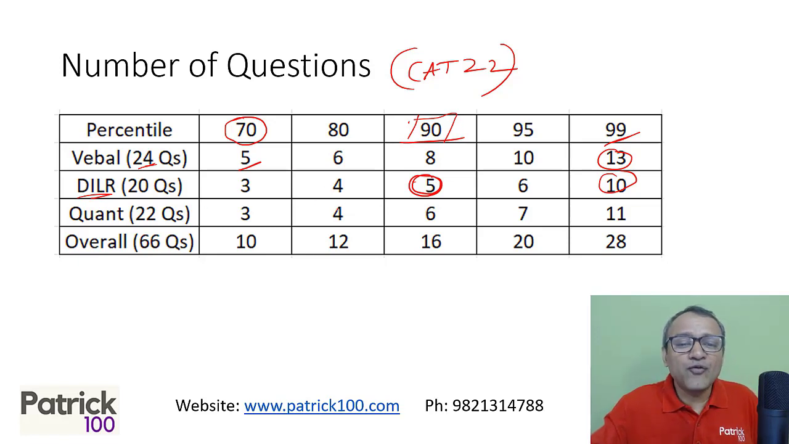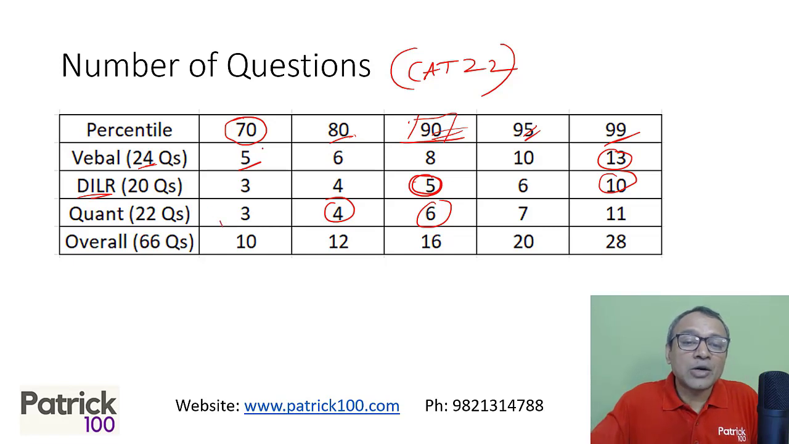In the same way, if you look at quant, 4 questions could give you 80 percentile. 6 questions correct could give you a 90 percentile. And with 7 questions, you jump to 95 percentile. So basically, if I solve half the paper, I can still get a 99 percentile in every section, overall.